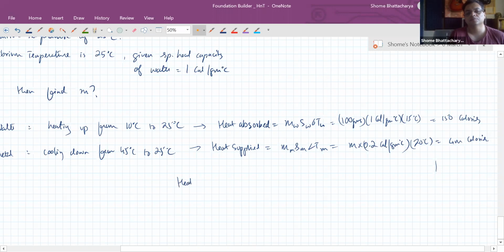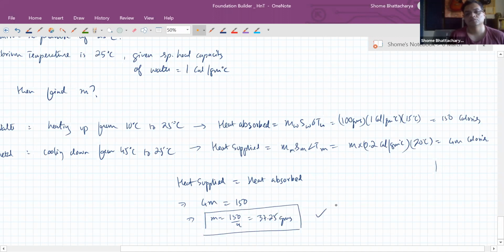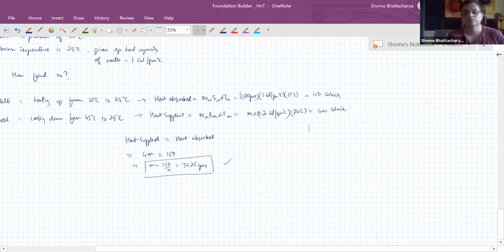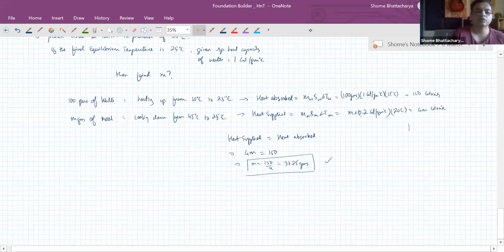So the heat supplied must be equal to the heat absorbed. This is the principle of calorimetry. So 4m calories must be equal to 150 calories. So this is the answer for this question. It's basically a very simple type of question. Just try to understand how we are doing this. Go through the steps and let me know if there are any doubts.